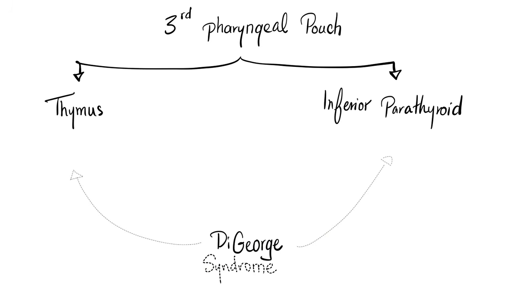And while we are at it, remember DiGeorge syndrome has a problem in the third pharyngeal pouch. That's why the patient has no thymus and no parathyroid glands. The patient will be immunodeficient, especially T lymphocytes, and the patient will have hypocalcemia and maybe tetany.